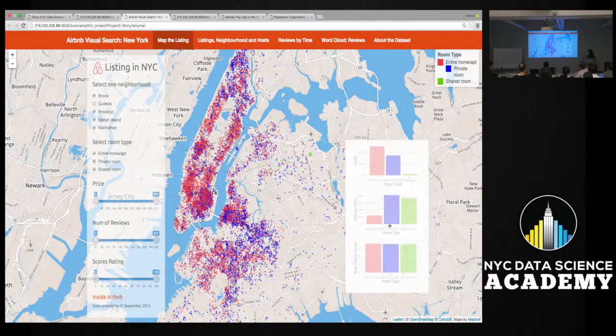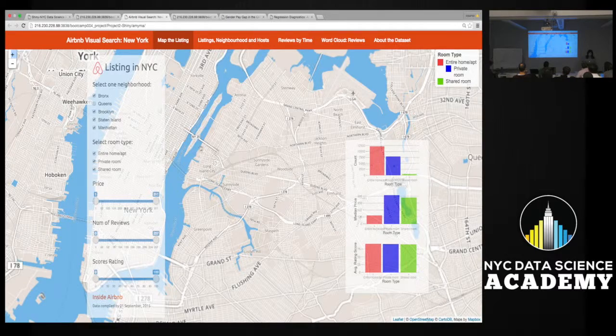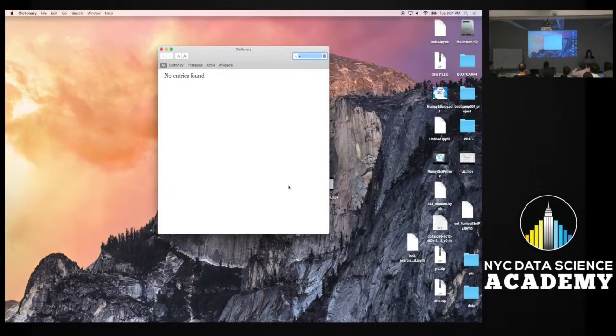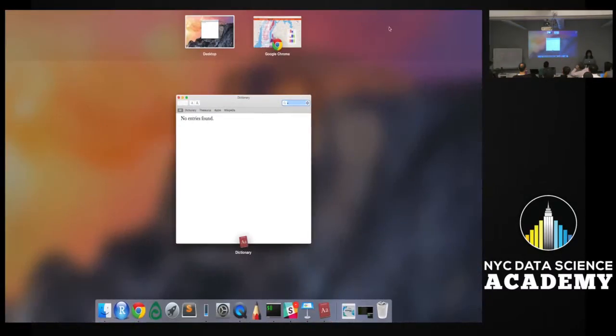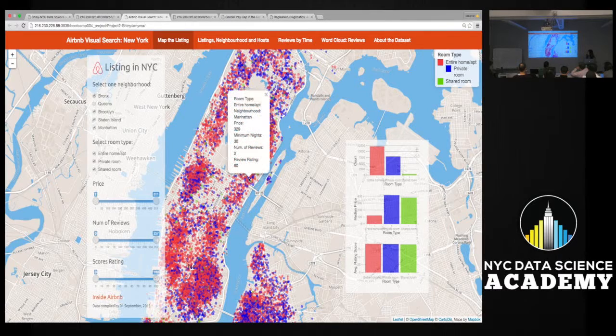This one just gives you a simple overview of what the data looks like. So you can double click to zoom in. Sorry, it just takes some time. And when you click on one location, you can get the basic information here.